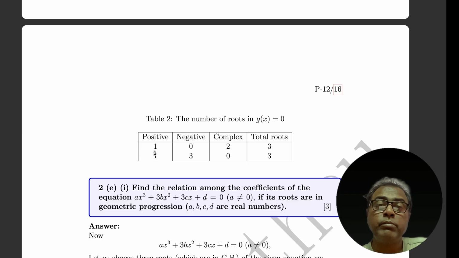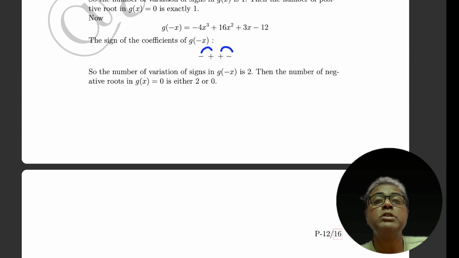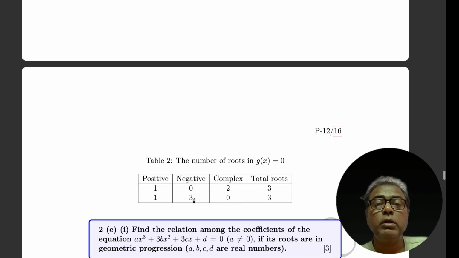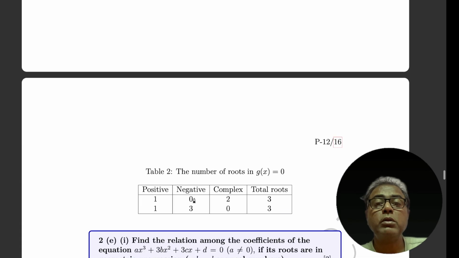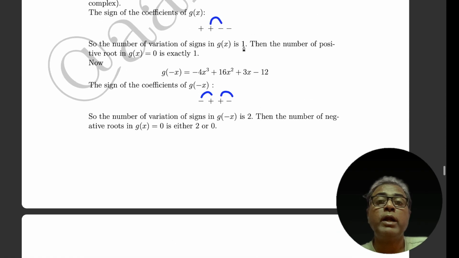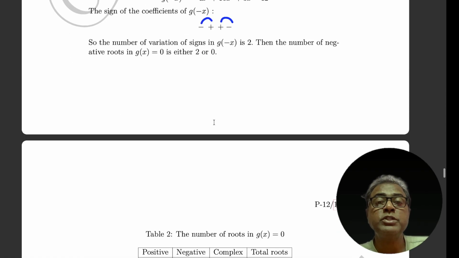Number of positive roots is always 1. And negative roots is 0, or maybe 2. So total number of roots is 3. So complex roots 2. Next, positive roots must be 1 always, and negative roots is 0.